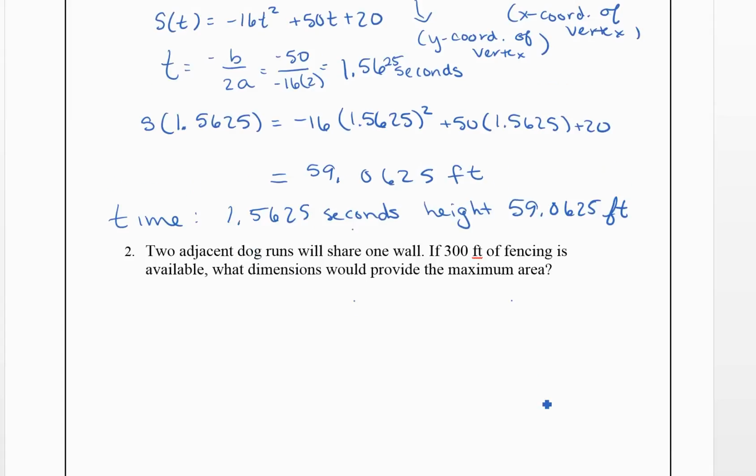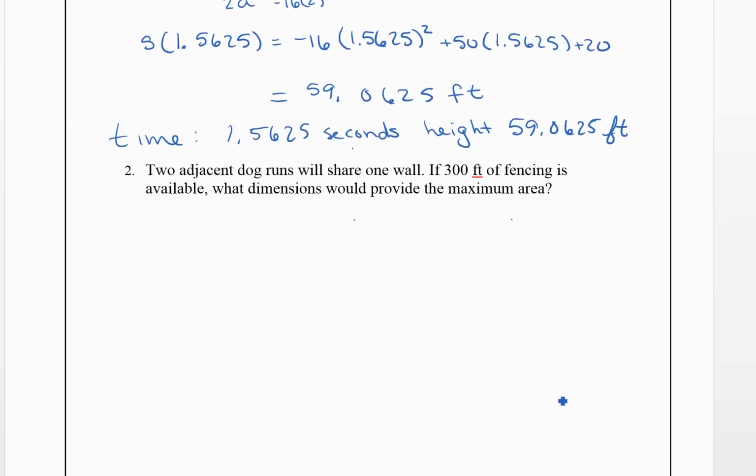Okay, let's do one more. So this says 2 adjacent dog runs will share one wall. If 300 feet of fencing is available, what dimensions would provide the maximum area? Okay, so here we're going to have to set up the quadratic function and then find the vertex to find the maximum.